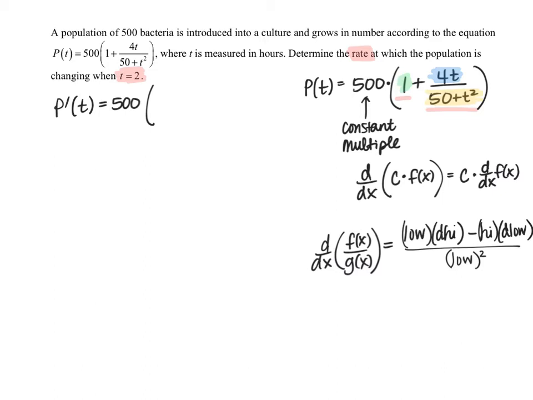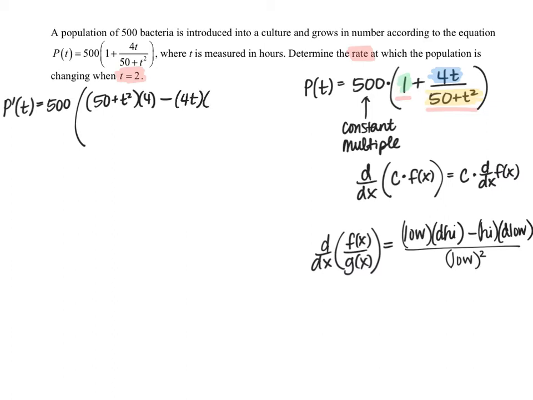So we'll start with the low function, which is the 50 plus t squared. So that's low, times the derivative of the high, and the derivative of 4t is just 4. So there's low d high, minus, and I'm already realizing I do not have enough room, so let me pause. I'm going to erase. That's better. Okay, we have low d high minus high, which is the 4t, d low.